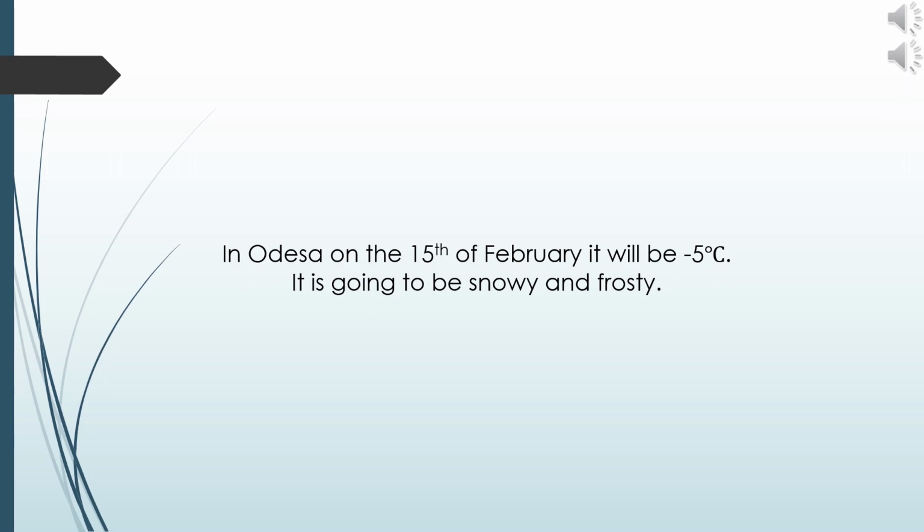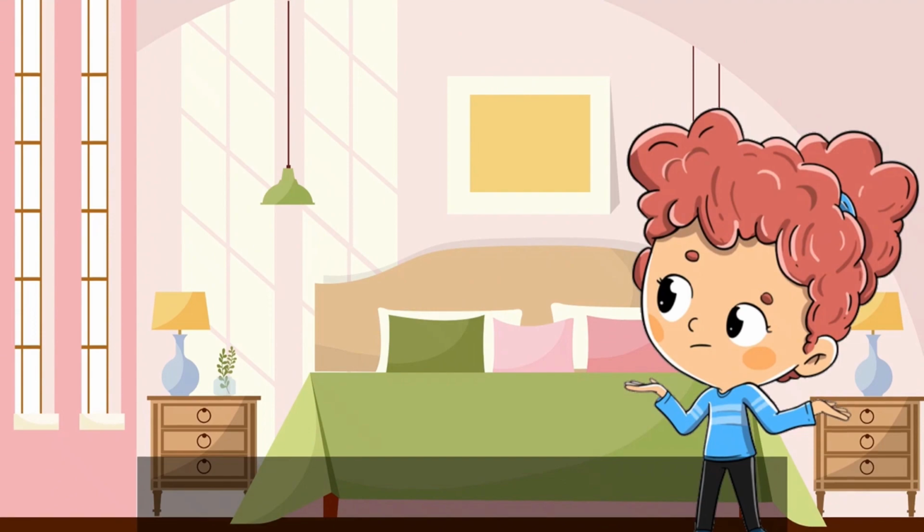In Odessa, on the 15th of February, it will be -5 degrees centigrade. It is going to be snowy and frosty. At our previous lessons, you learned that the weather can be different. It can be sunny and warm, snowy and cold, rainy or foggy. And now, let's sing a song about the weather. Look at the screen, read the words, and let's sing together.